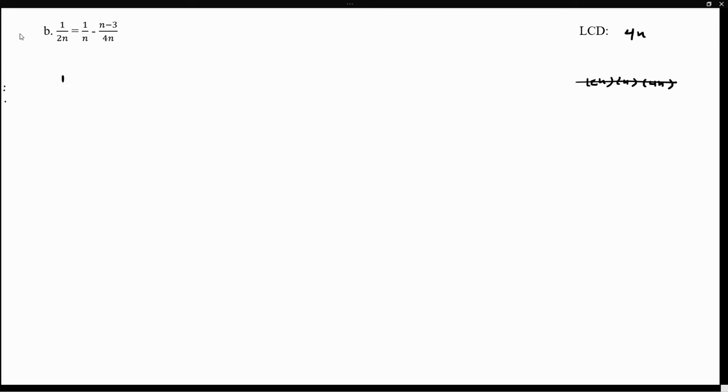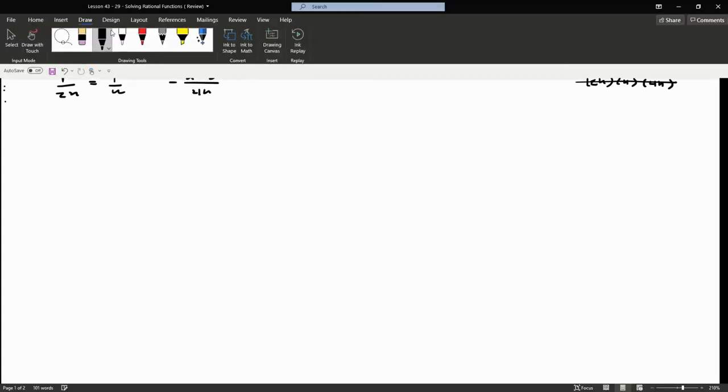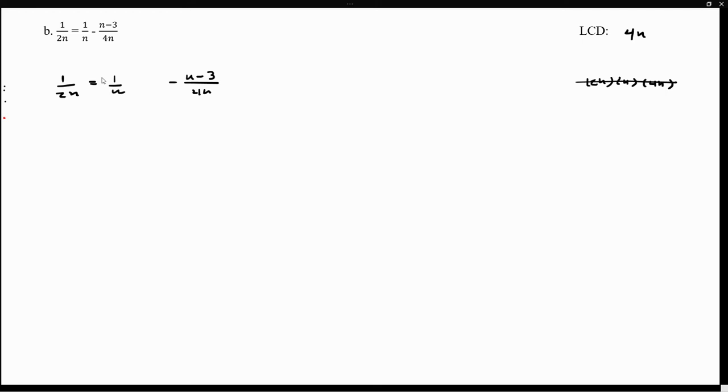So let's just do that. 1 over 2n equals 1 over n minus (n minus 3) over 4n. All I did was write down the expression that we're given. Again, I want to make sure that all denominators are written with the LCD, which we already decided to be 4n. If I take a look at this denominator, I have 2n.